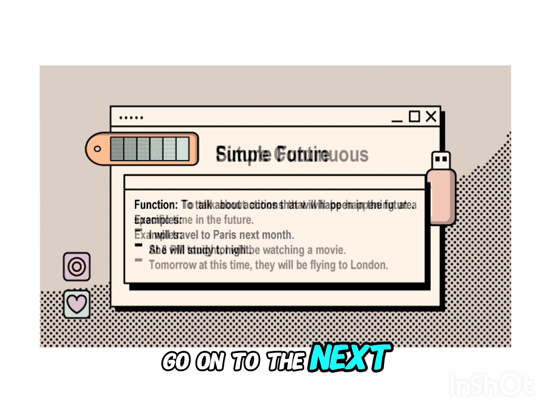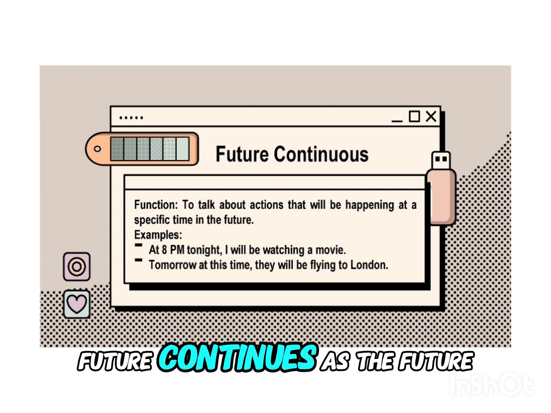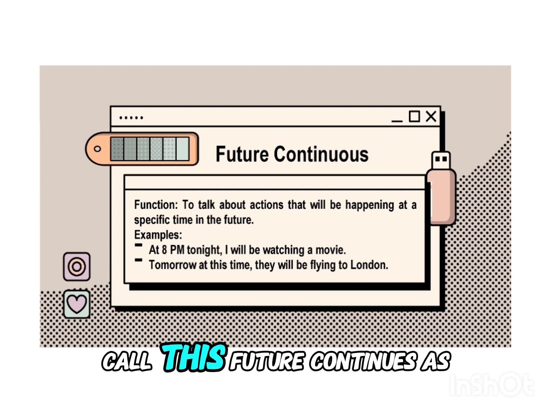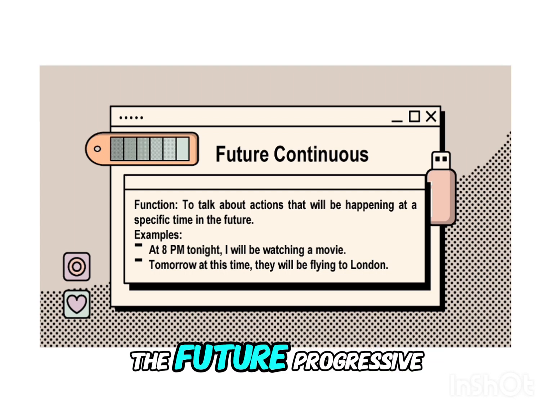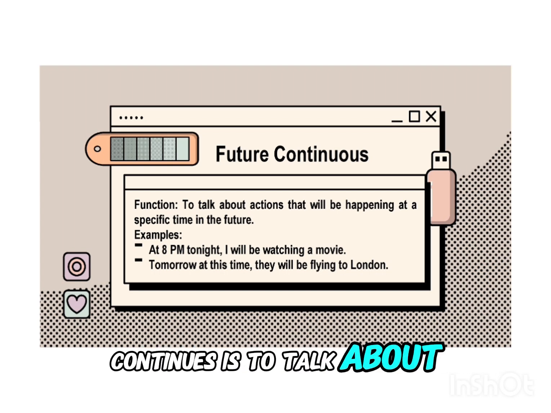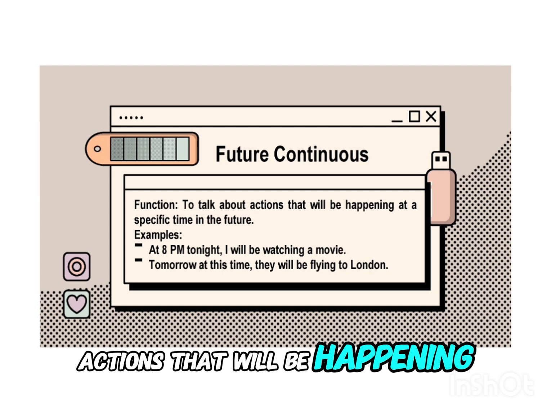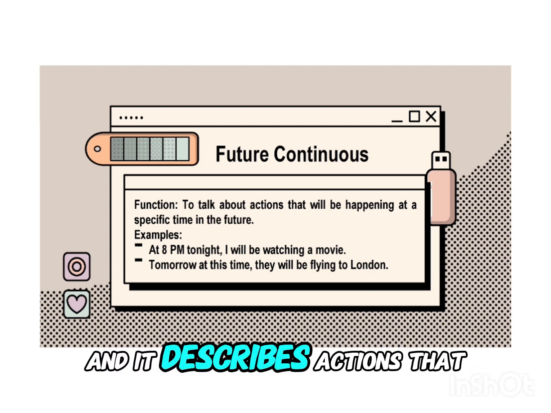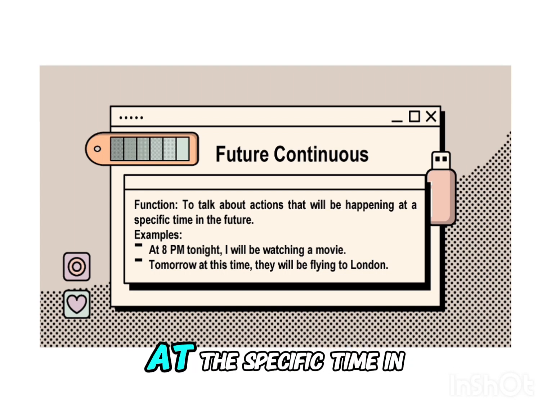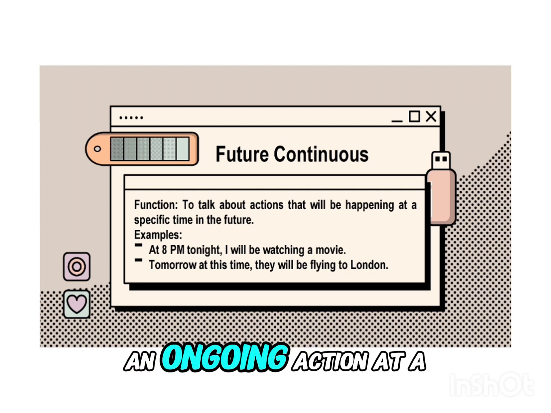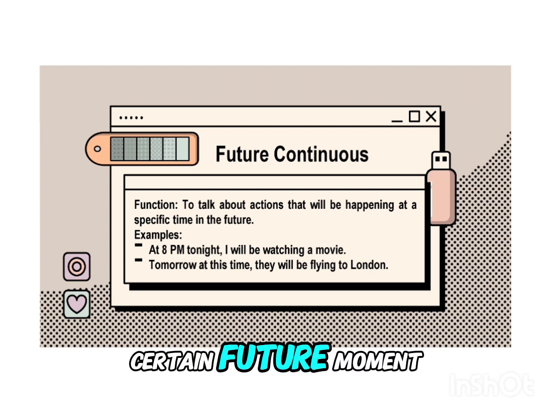Go on to the next. Future continuous, or the future progressive. We usually call this future continuous or future progressive. So the function of the future continuous is to talk about actions that will be happening at a specific time in the future. It describes actions that will be in progress at a specific time in the future, and it shows an ongoing action at a certain future moment.